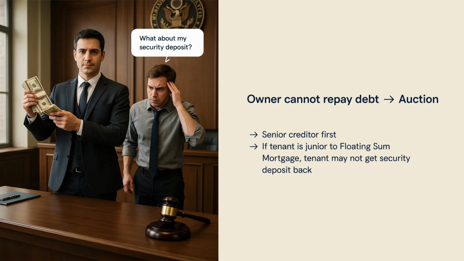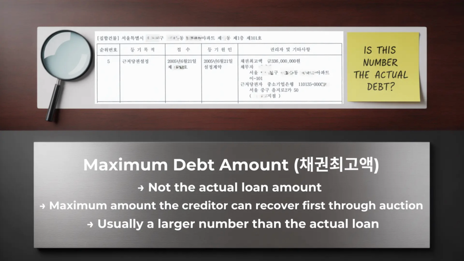security deposit back. The maximum debt amount shown in Section B, Other Rights, is not the actual amount the owner borrowed. It is the maximum amount the creditor can take first through auction if the owner fails to repay the debt. This number is usually larger than the actual loan amount. A separate video covers how to calculate whether this number is dangerous for your security deposit.